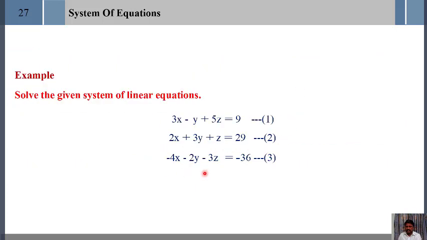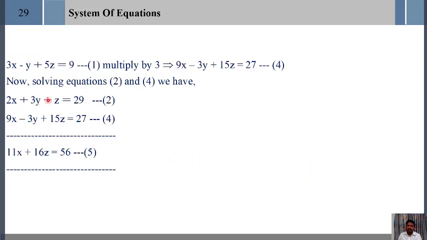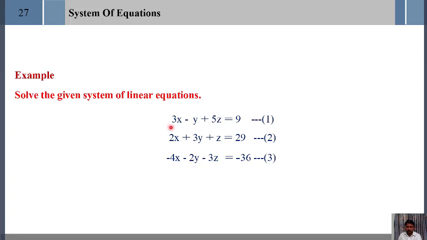Here equation 3 is this. In this equation, what is the coefficient of y? Minus 2. That is why I am multiplying equation 1 with minus 2. Actually, my idea is to solve this equation and this equation, this equation and this equation.